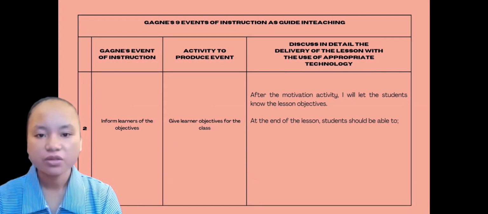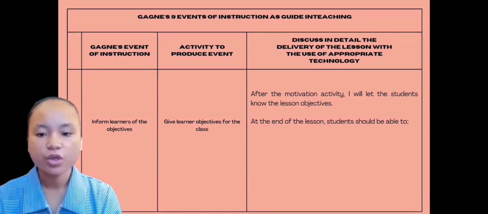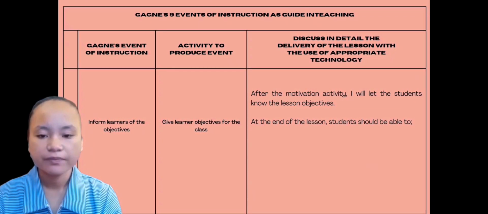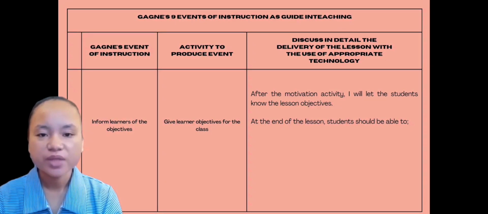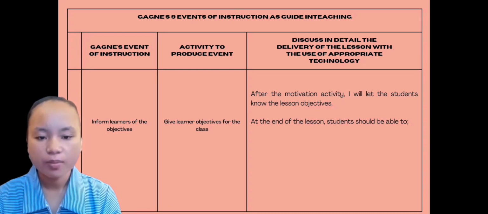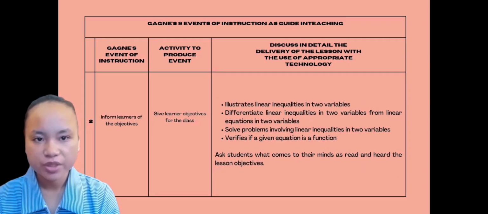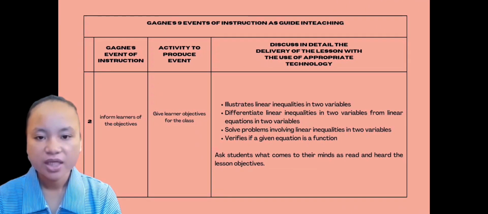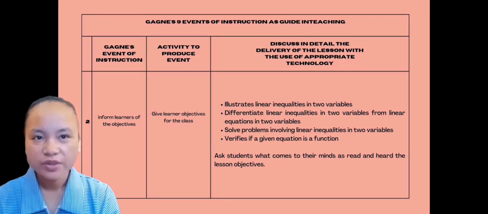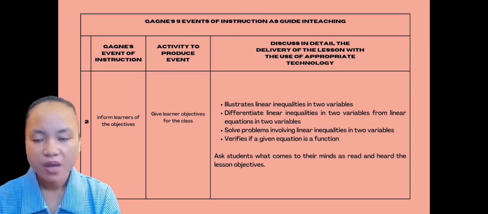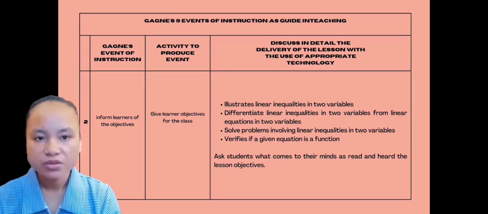The next event of instruction is informing learners of the objectives. As future educators, you must ensure that your students know what they need to learn and that they understand why they are about to learn this new information. So in this event, the teachers will give the objectives to the class. After the motivation activity, I will let the students know the lesson objectives.